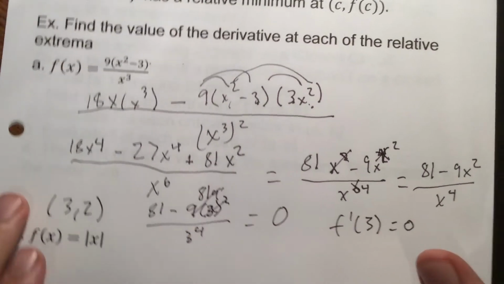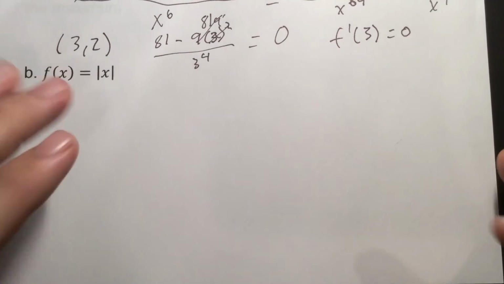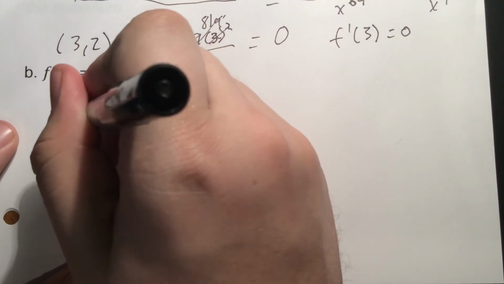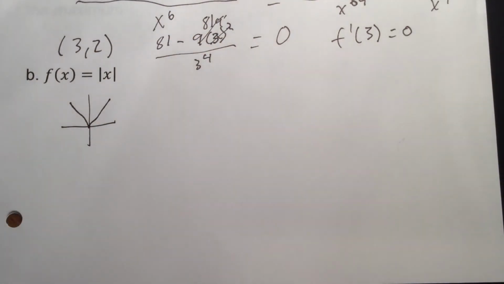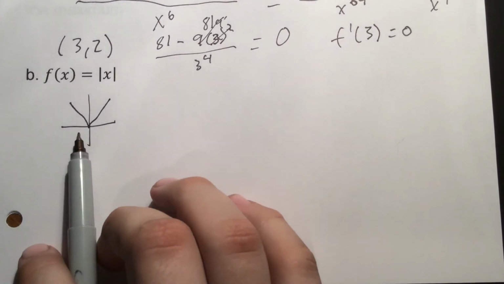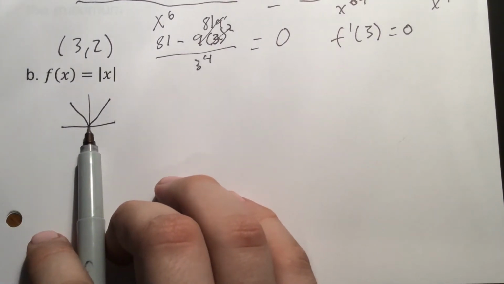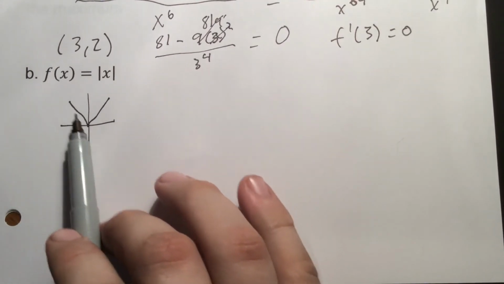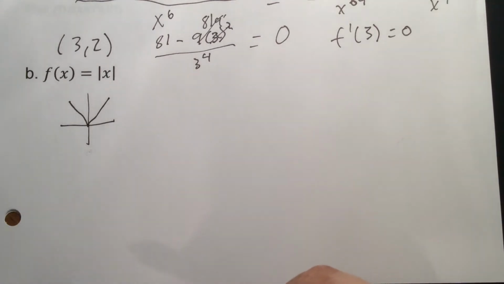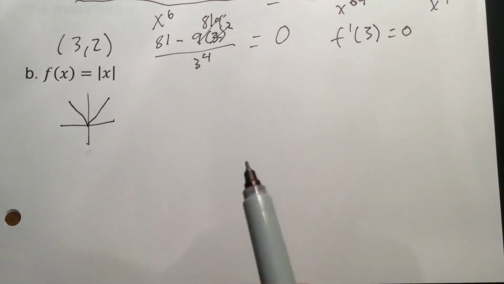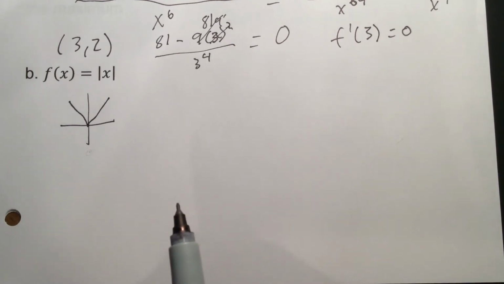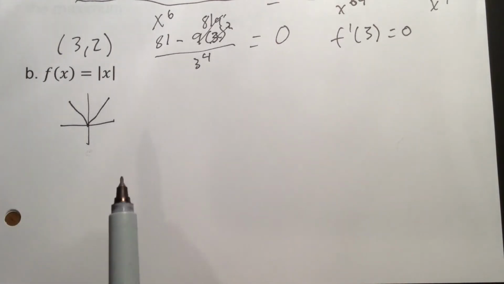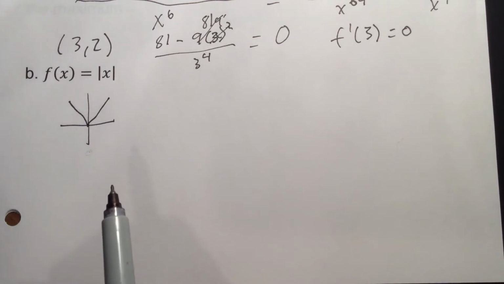The other side of this, absolute value of x. So if you think about absolute value of x, the graph of it looks like this. So if you think about it, the limit here won't exist at 0, because this one's sloping down, this one's sloping up. Your one-sided limits aren't going to be the same in this case. So therefore, x equals 0 is going to be a relative minimum also.